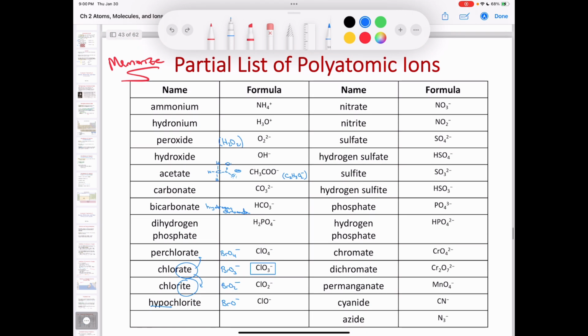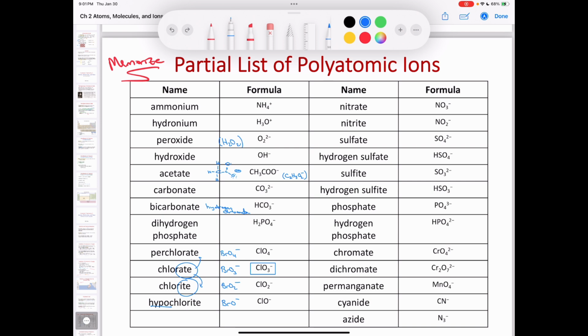Now, you might think, how am I going to memorize this? Well, you could just maybe sit down in a comfy chair or lay on the sofa and just sit there and try to memorize them. And that might work to some degree, but the best thing you could do is to try it, okay? Is to start trying to name compounds that contain these polyatomic ions.